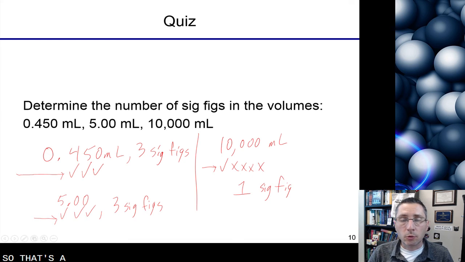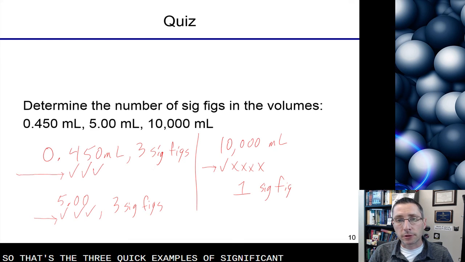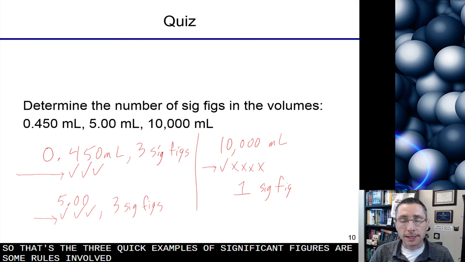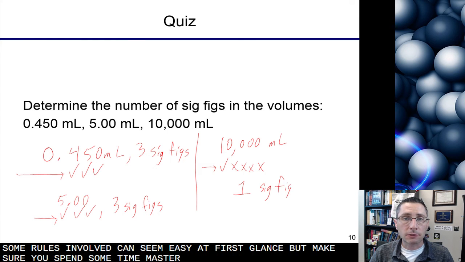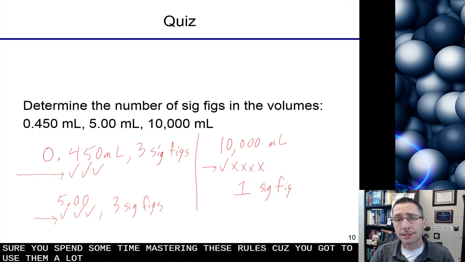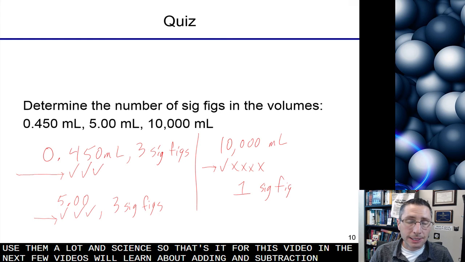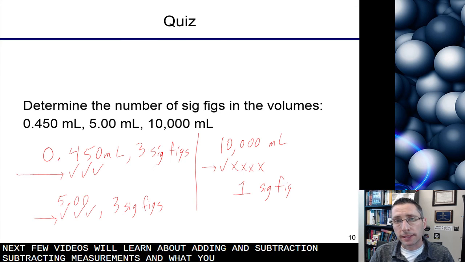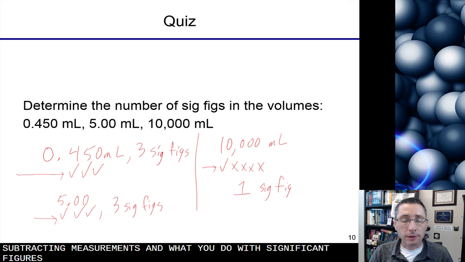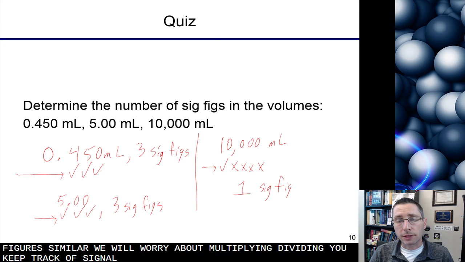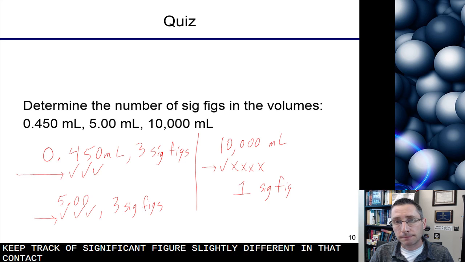So that's 3 quick examples of significant figures. There's some rules involved. It can seem easy at first glance, but make sure you spend some time mastering these rules because you're going to use them a lot in science. So that's it for this video. In the next few videos, we'll learn about adding and subtracting measurements and what you do with significant figures. Similarly, we'll worry about multiplying, dividing. You keep track of significant figures slightly differently in that context.